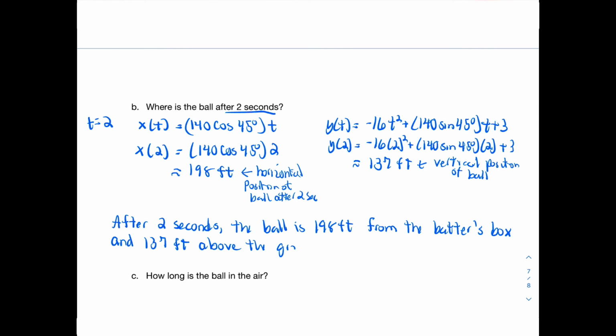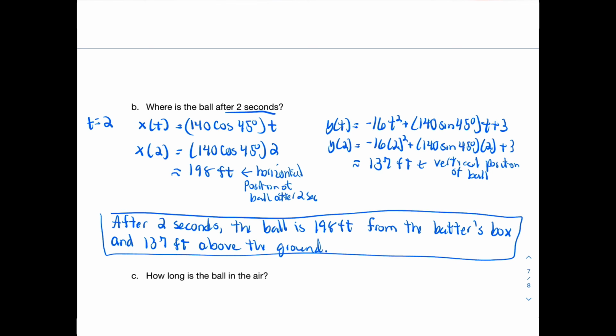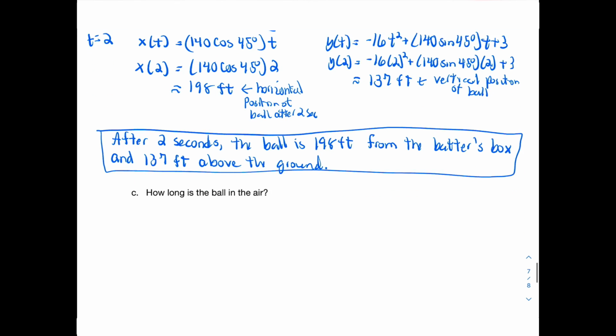So notice we know exactly the position of the ball at a given time. That's what makes parametric equations so powerful, is that we can add that extra variable. How long is the ball in the air? So I need to figure out when the ball is in the air.